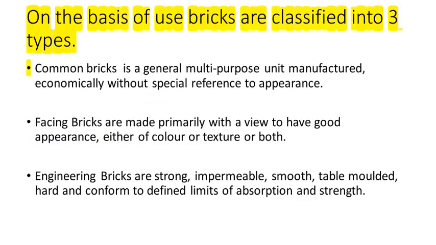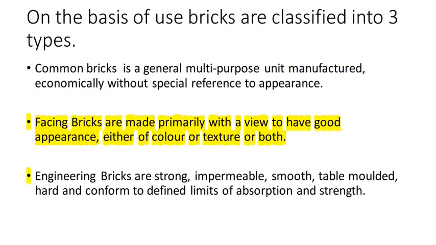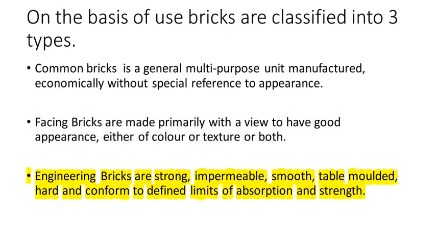On the basis of use, bricks are classified into 3 types. Common bricks is a general multi-purpose unit manufactured economically without special reference to appearance. Facing bricks are made primarily with a view to have good appearance, either of color or texture or both. Engineering bricks are strong, impermeable, smooth, table-molded, hard and conform to defined limits of absorption and strength.